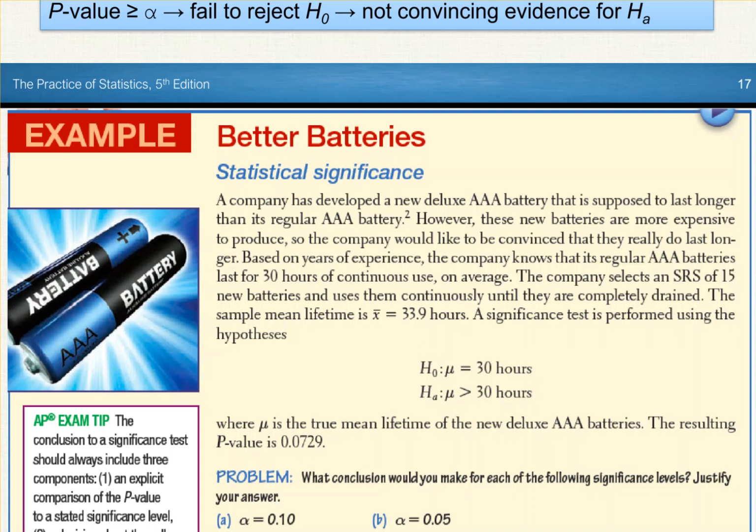So what conclusion could you make for each of the following significance levels? Justify your answer. If alpha is 0.1, is the p-value larger or smaller? Well, it is smaller, and so we would reject the null hypothesis, because we think we have convincing evidence that the alternative hypothesis is accurate. However, if alpha equals 0.05, we would fail to reject the null hypothesis because the p-value is bigger than alpha.